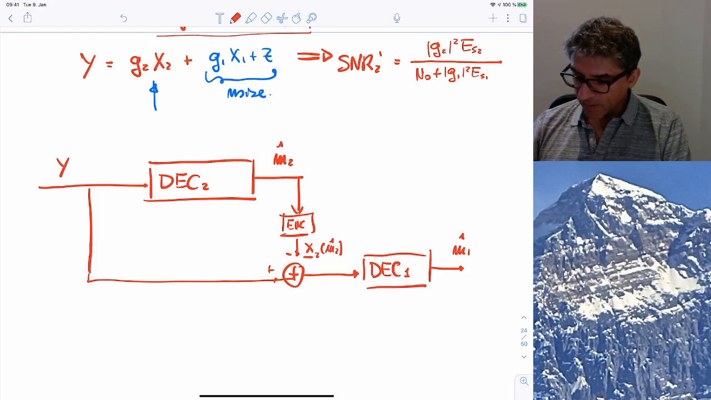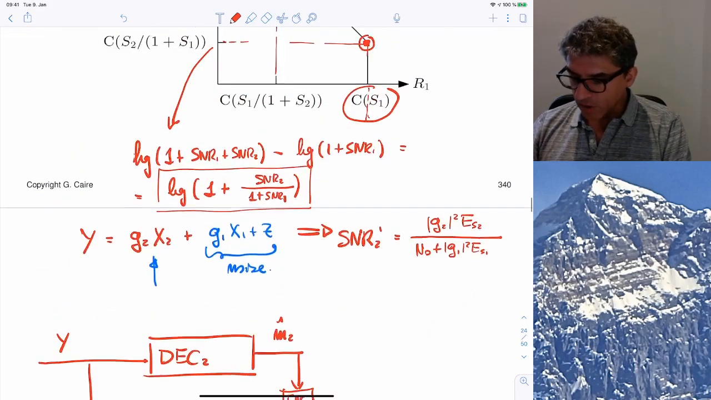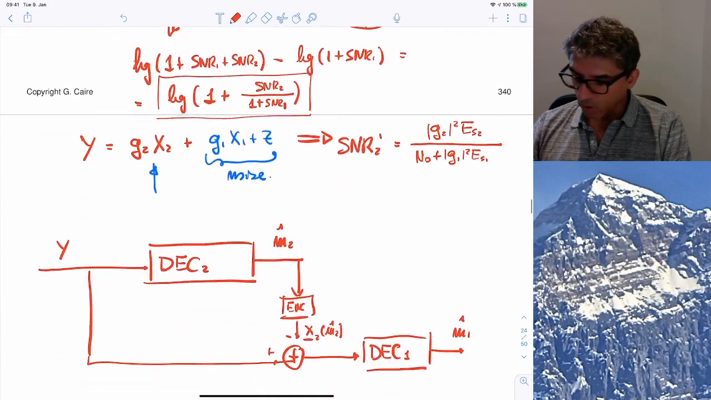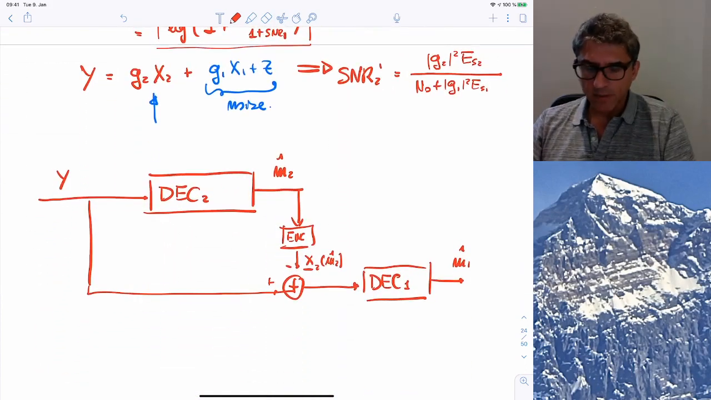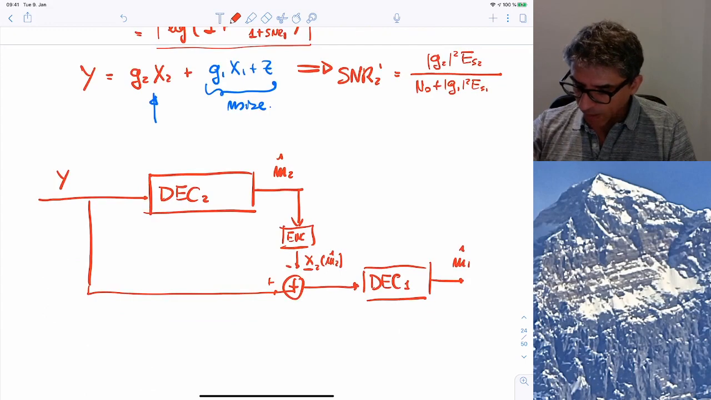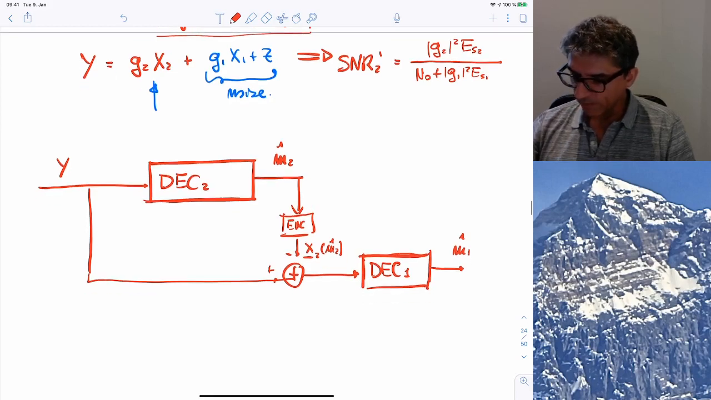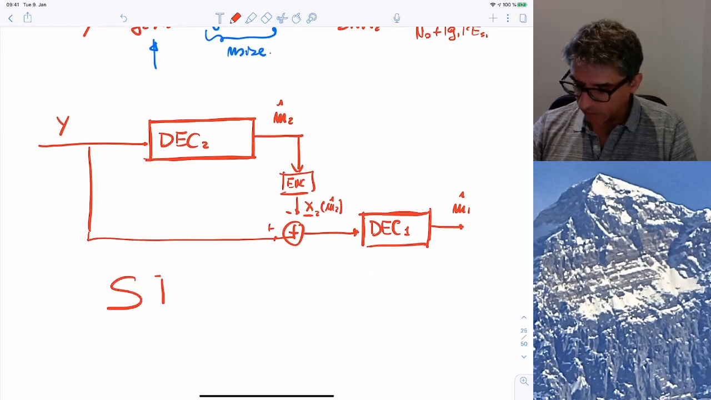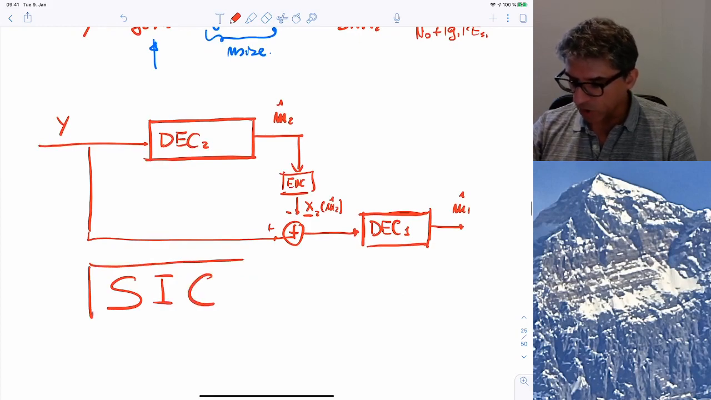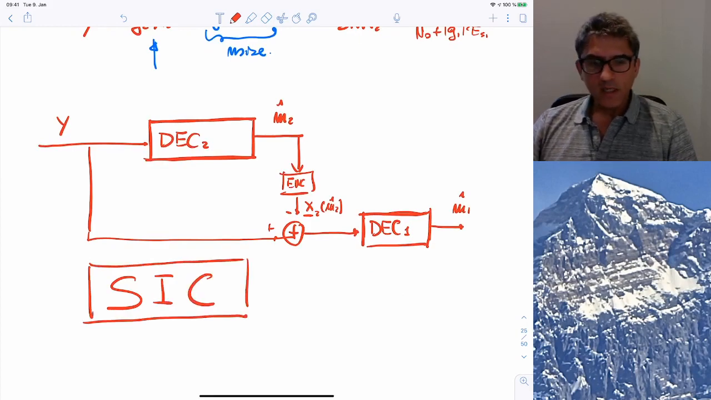The result is that this decoder is much simpler than a joint decoder, because instead of searching over all possible pairs of messages, it simply composes together two simple Gaussian single-user decoding functions. This is called the successive interference cancellation approach. And by the way, successive interference cancellation is done today in advanced receivers for wireless communications.